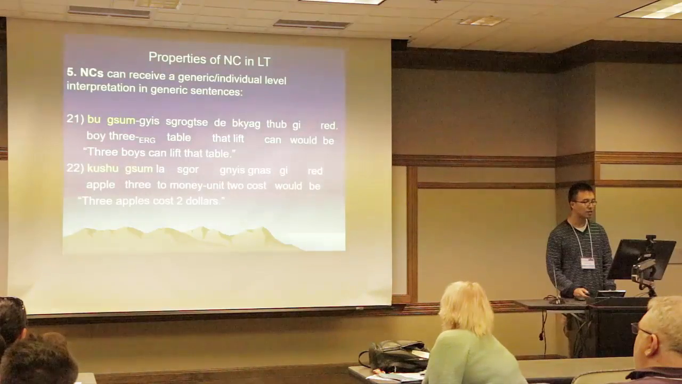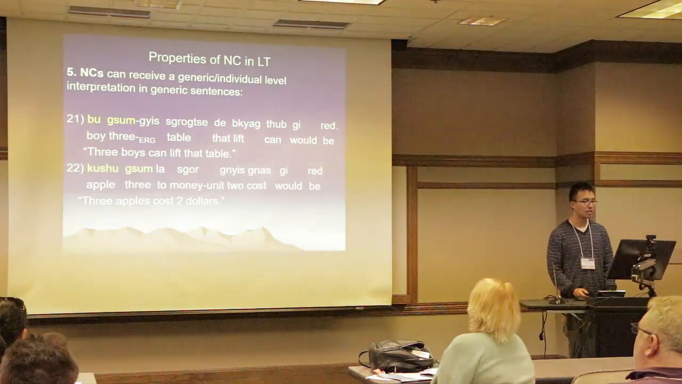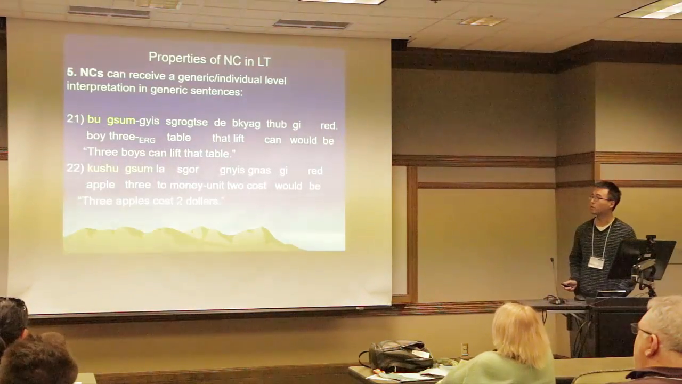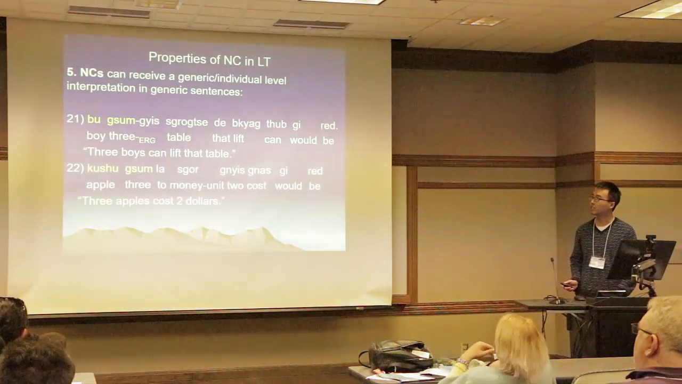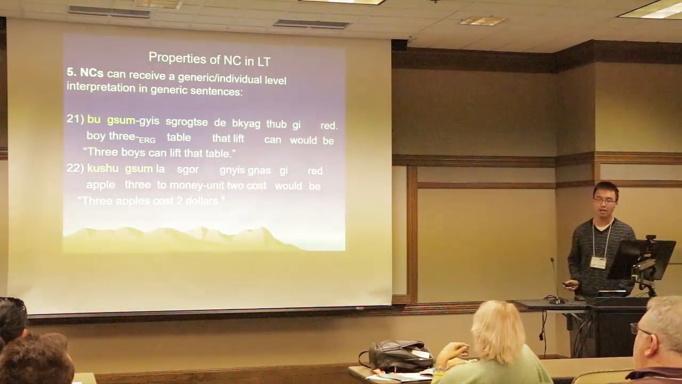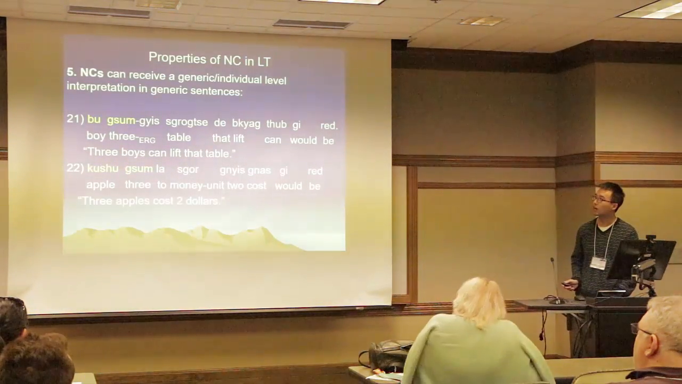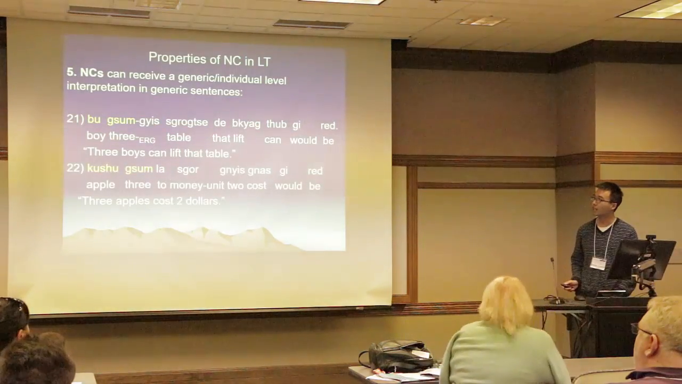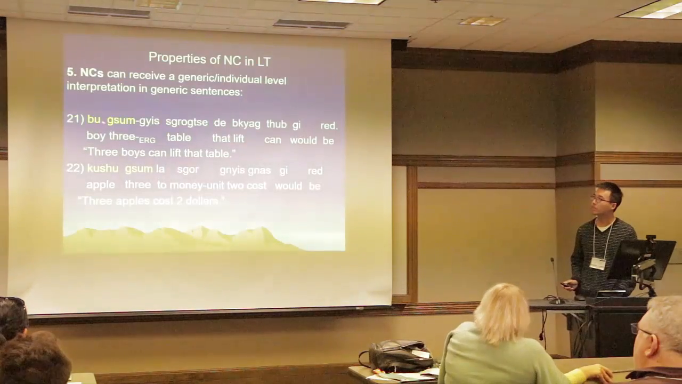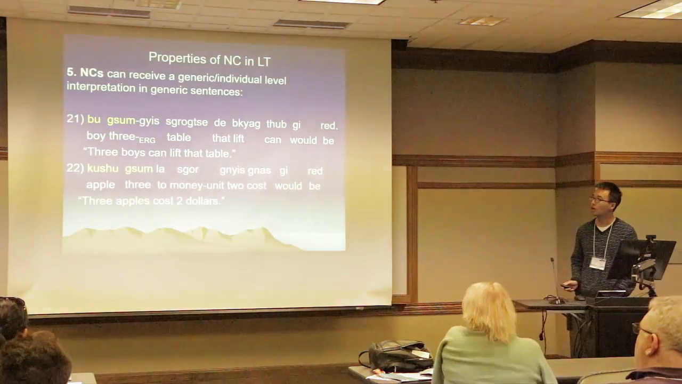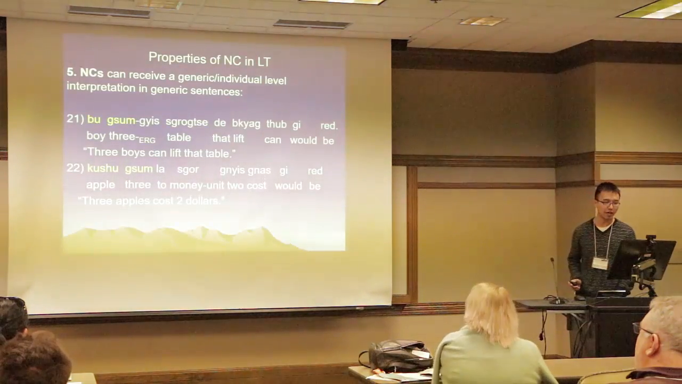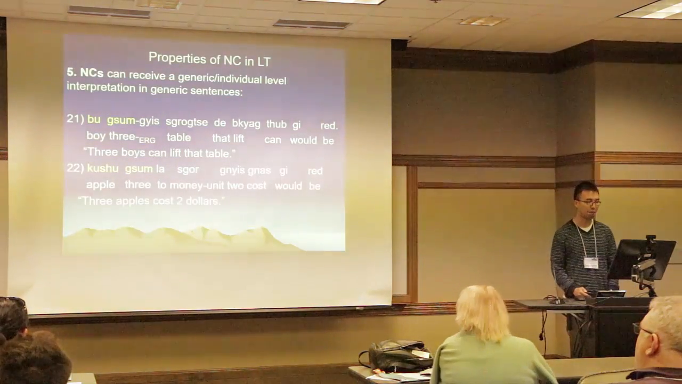Fifth, numeral constructions can receive a generic or individual level interpretation in generic sentences. For example, in English, if you want to say 3 boys can lift a table or 3 apples cost $2, those are generic sentences. And in Tibetan, we can also use the numeral construction to indicate the generic interpretation. For example, 3 boys pusum and 3 apples kushusum. So we can use those numeral constructions to indicate generic interpretation.